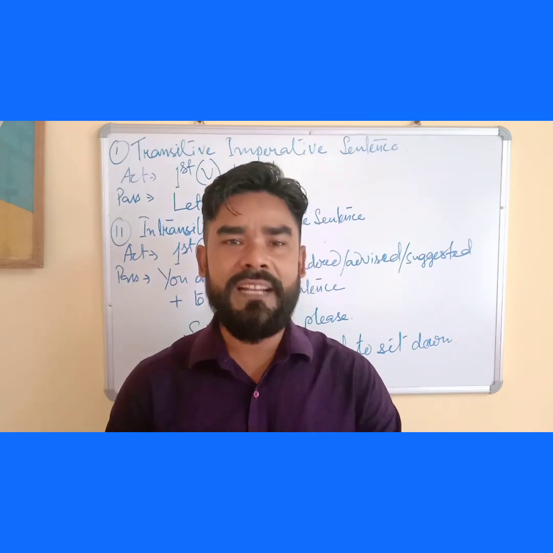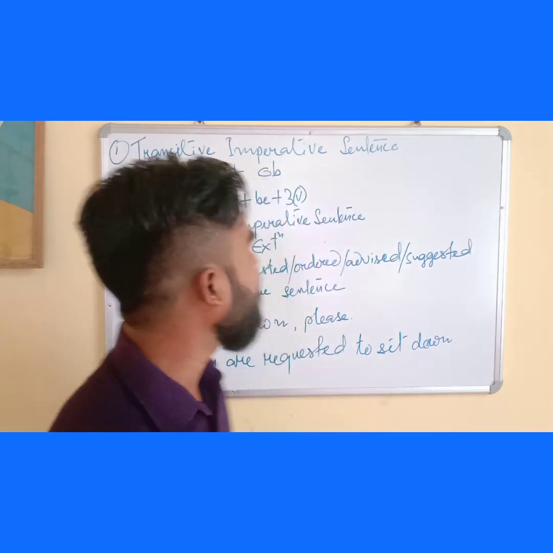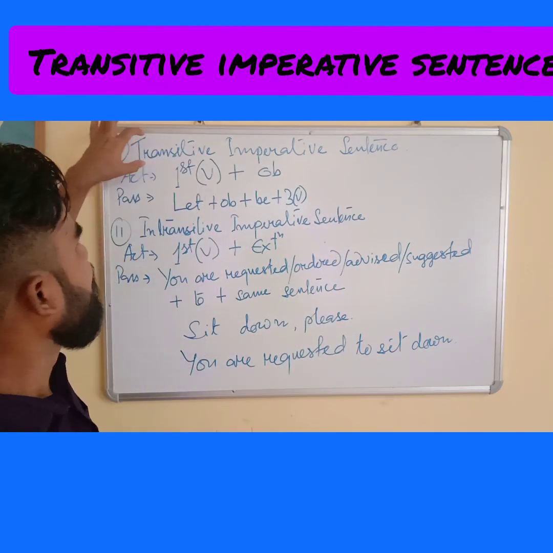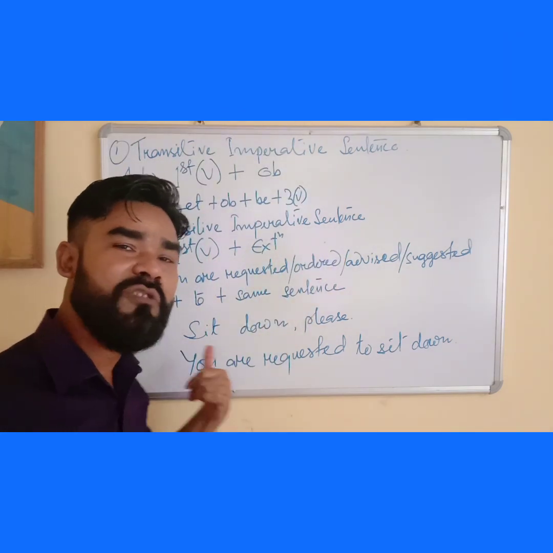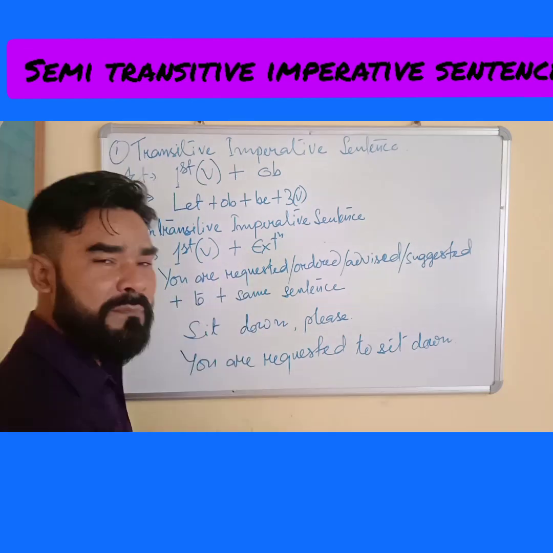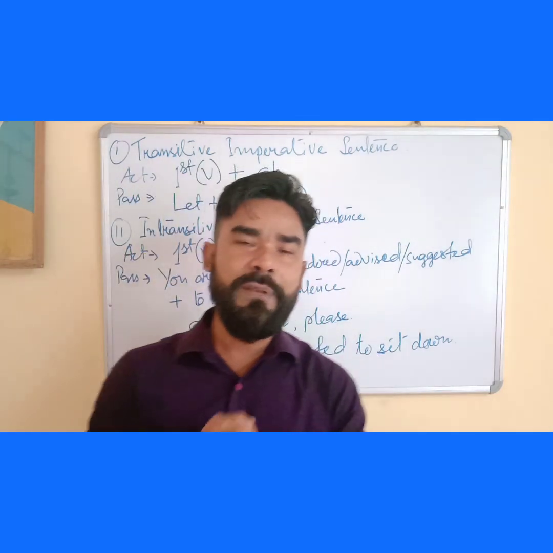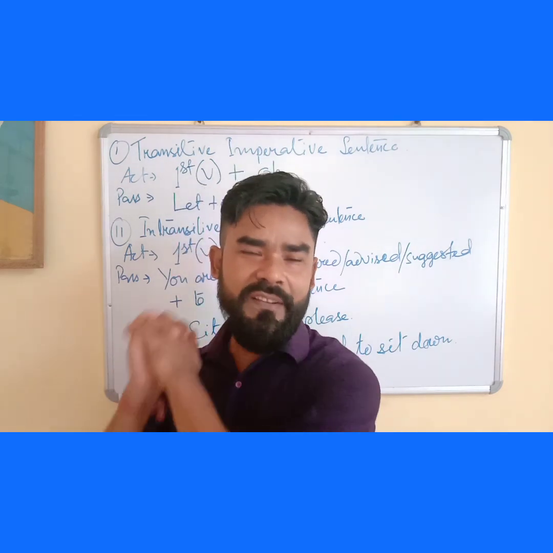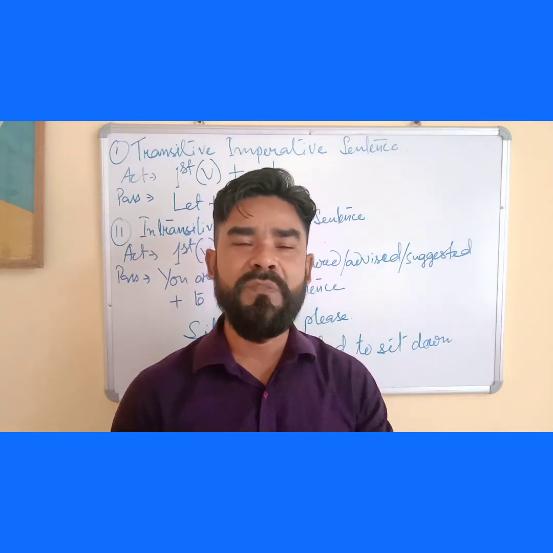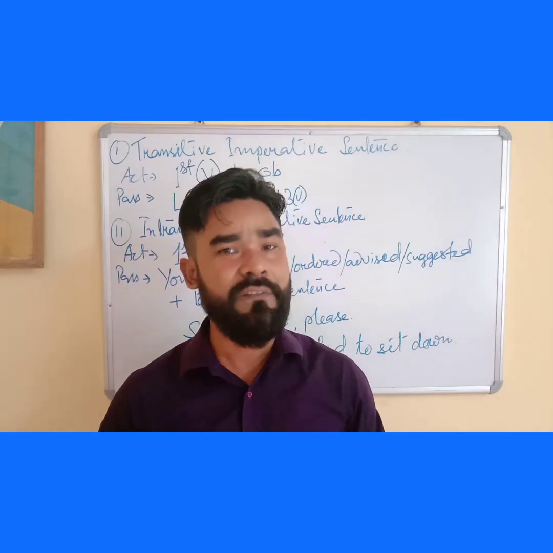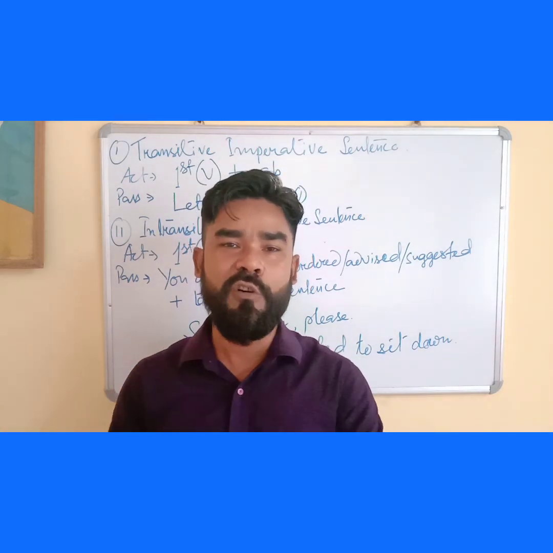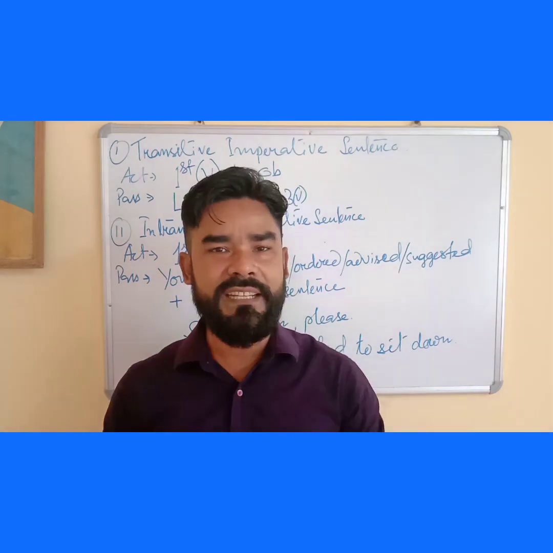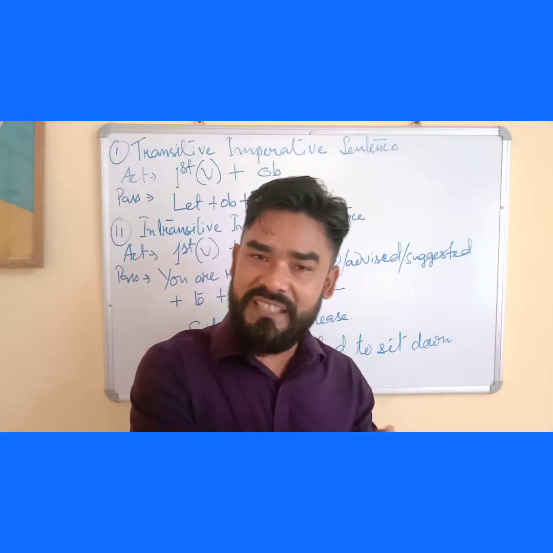Now, to understand the voices, behind me you can see on the board I have written: transitive imperative sentence, then intransitive imperative sentence, and another is semi-transitive imperative sentence. These names are not found in the book, because these names are given by me. After studying different books, I have found that answers and solutions are given and passives have been given in the book, but it is not mentioned how children at home can easily find out whether it is imperative, transitive or intransitive.